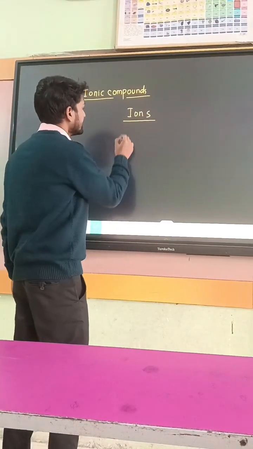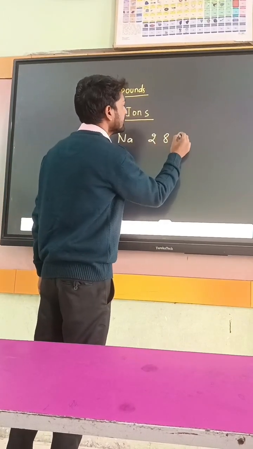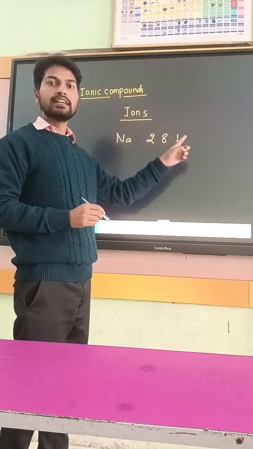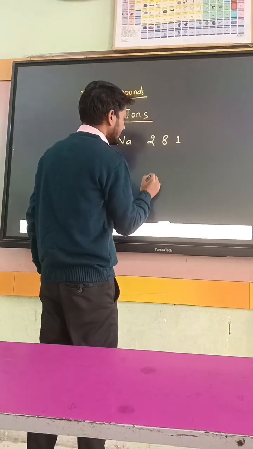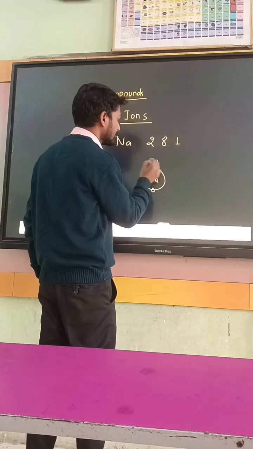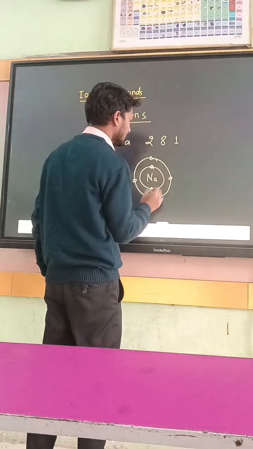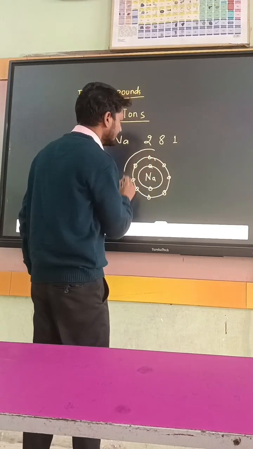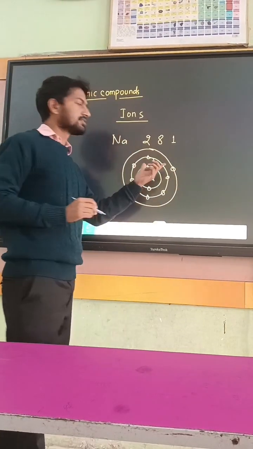Sodium has an electronic configuration of 2, 8, 1. Means in its outermost shell there is one electron, and its structure will look like this. Its K shell has 2 electrons, its L shell has 8 electrons, and in its outermost shell there is only one electron.